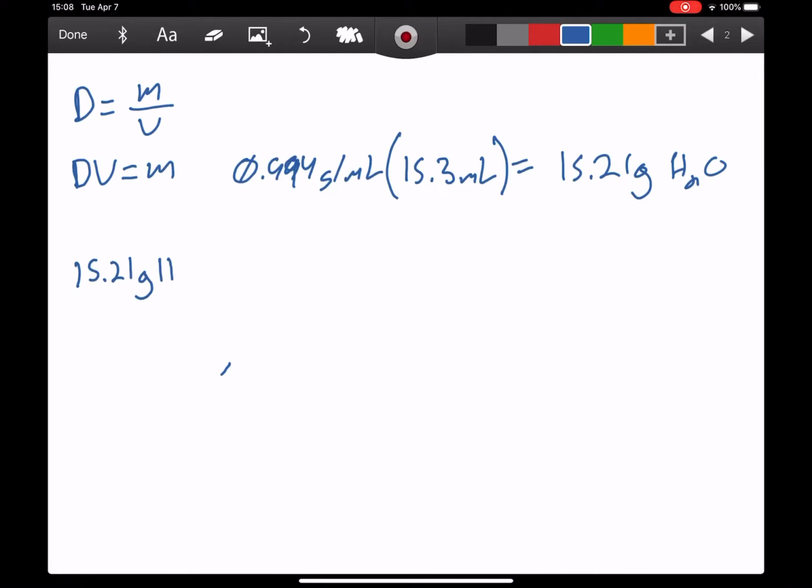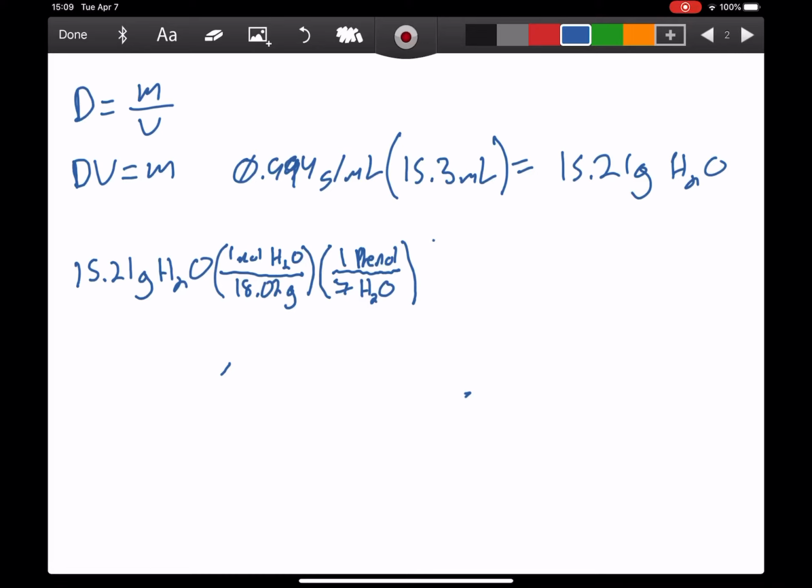So 15.21 grams of H2O. First thing we need to do is convert to moles of H2O. Well, 1 mole of H2O is equal to 18.02 grams. And we know that by adding up an oxygen plus 2 hydrogens. Now we got to convert from moles of H2O to moles of phenol. So from our balanced chemical reaction, we found out that 7 moles of water was stoichiometrically equivalent to 1 mole of phenol.